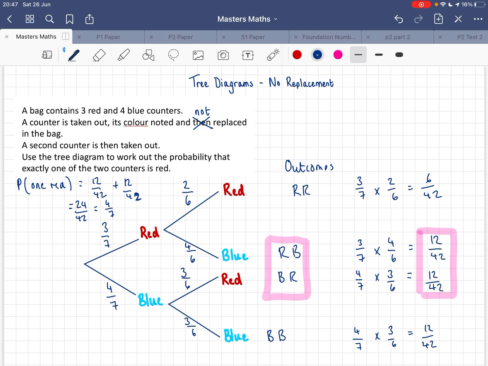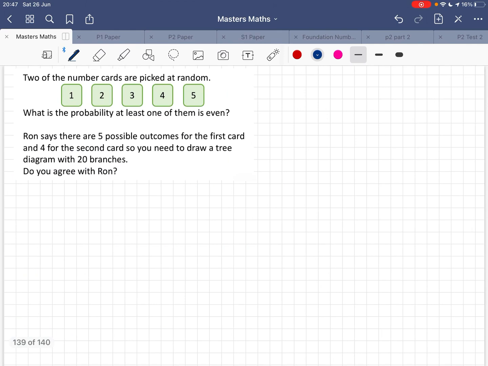Okay, I've got one more example for us to look at. We've got Ron again. I love Ron. So this time 2 of these number cards are picked at random. So we've got the numbers 1 to 5 on cards. What is the probability at least one of them is even? Now Ron says that there are 5 possible outcomes for the first card and 4 for the second card. So we need to draw a tree diagram with 20 branches. Do we agree with Ron?